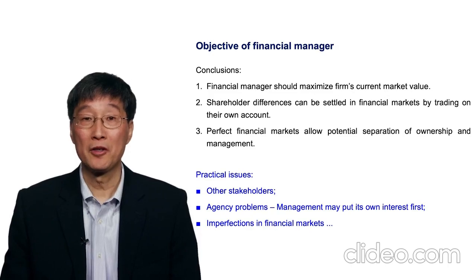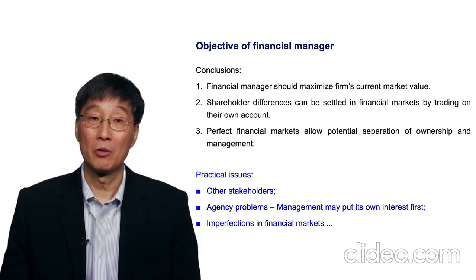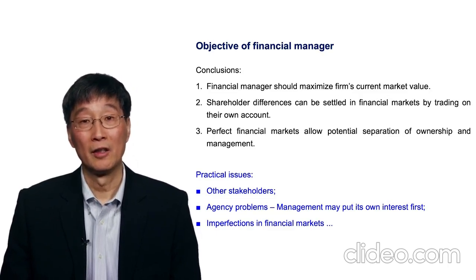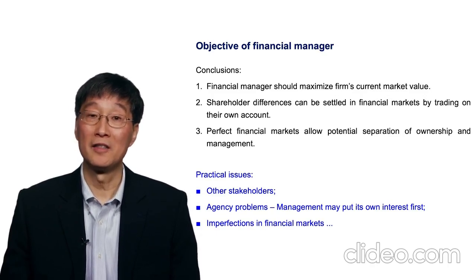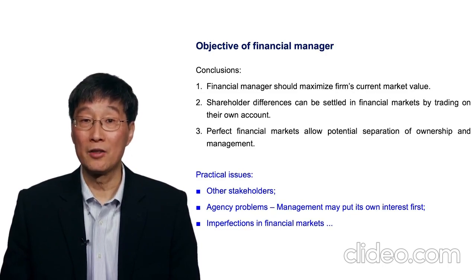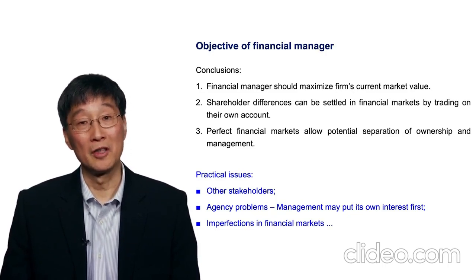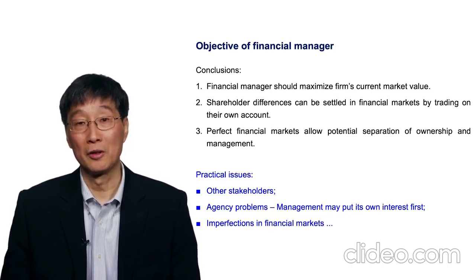Second, with separation of management from ownership, the management may not always act in the best interest of the firm's owners. Instead, they may put their own interest first. In this situation, management is also referred to as the agent of the principal, which is the owner. The conflict of their interests is also called the agency problem.